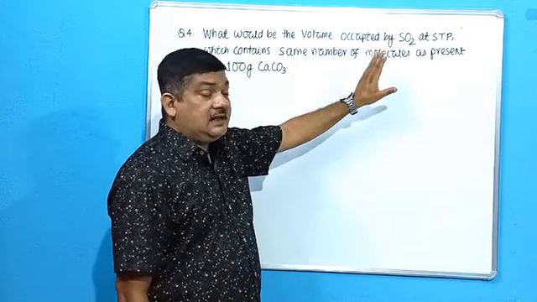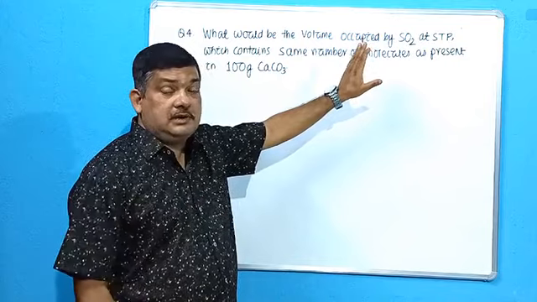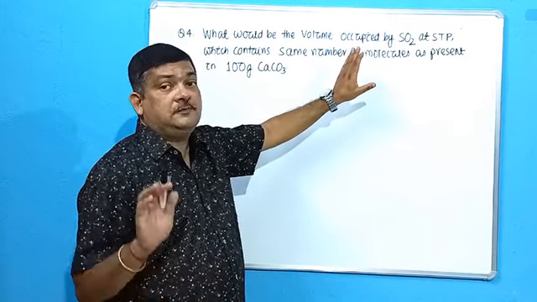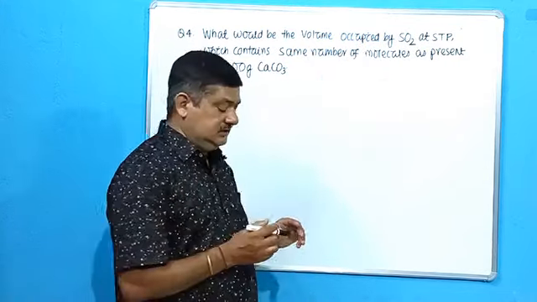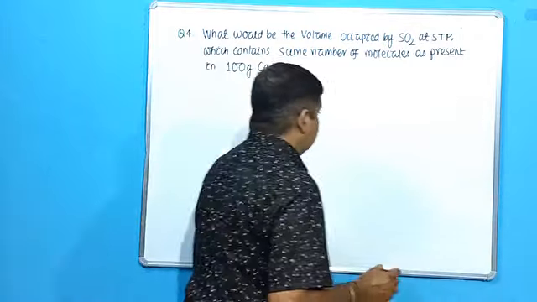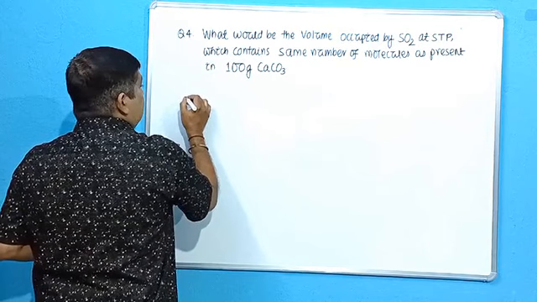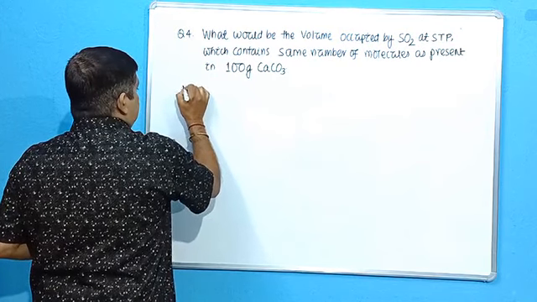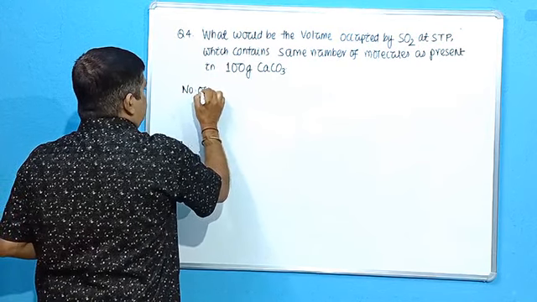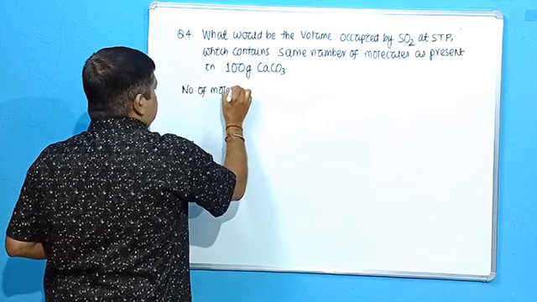Now, because sulfur dioxide contains the same number of molecules, what volume will it occupy at STP? That is the question. So again, starting from the reverse one, let us first find out the number of molecules present in 100 gram calcium carbonate.